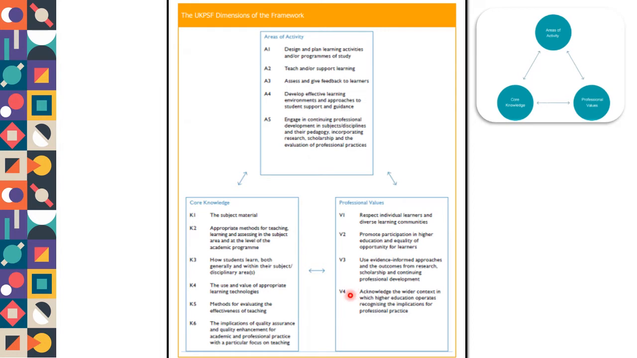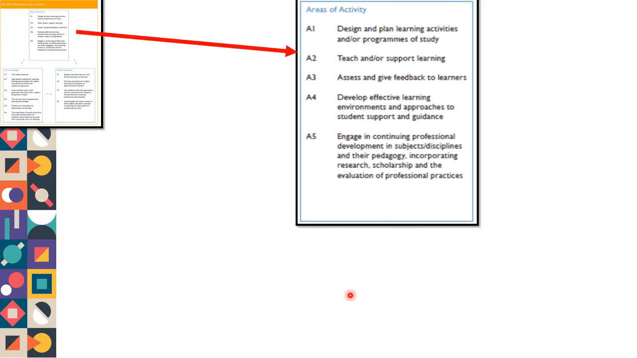So if we want to zoom in and quickly go through the statements in each of these dimensions. Regarding dimension 1, the area of activity, A1 refers to design and plan learning activities and/or programs of study. So we need to provide evidence that you are involved in the design and the planning. And A2 is the teaching process, teach and/or support learning. So you need to provide evidence that you are teaching.